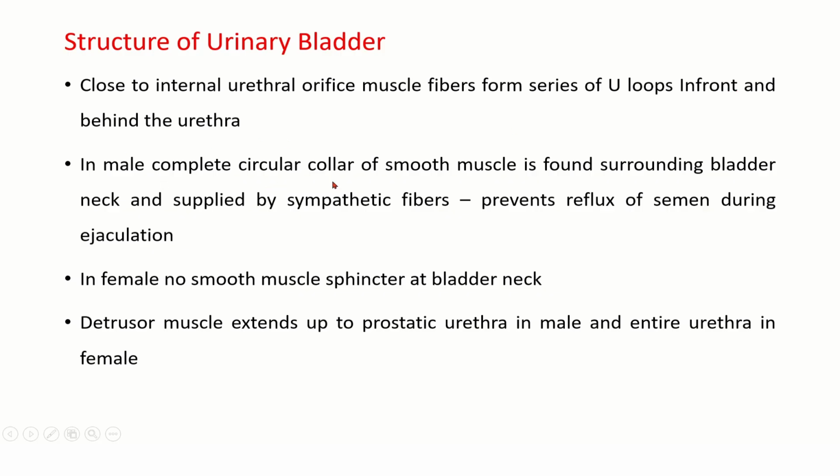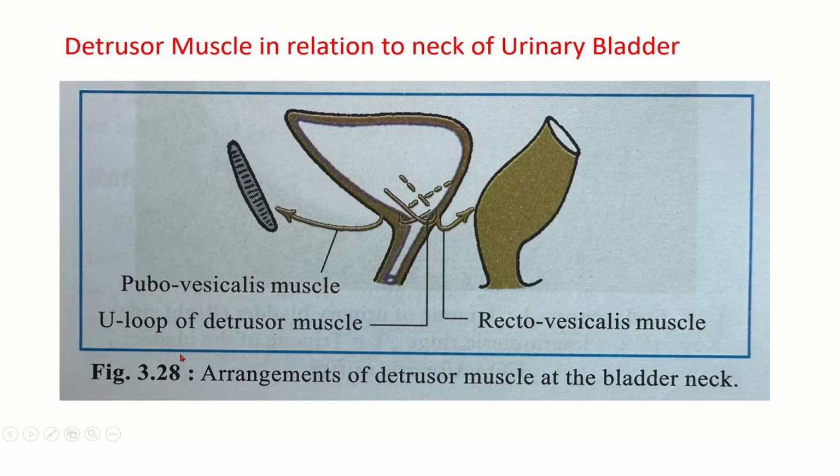In male, there will be a complete circular collar of smooth muscle surrounding the bladder neck, supplied by sympathetic fibers, which prevents reflux of semen during ejaculation. In female, there is no smooth muscle sphincter at the bladder neck. Detrusor muscle extends up to the prostatic urethra in male and the entire urethra in female. You can see here these are the U-shaped loops which are present in front and behind. You can see this is the pubovesicalis muscle, this is the rectovesicalis muscle.